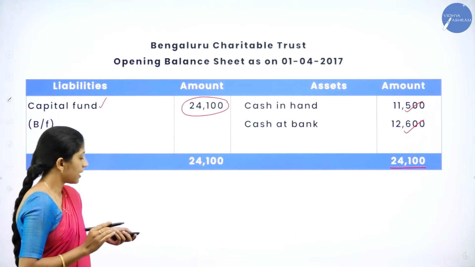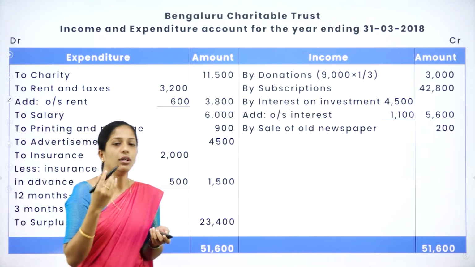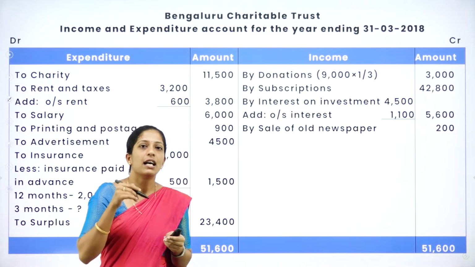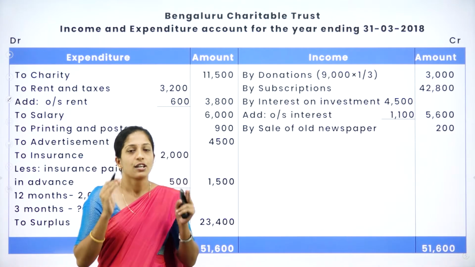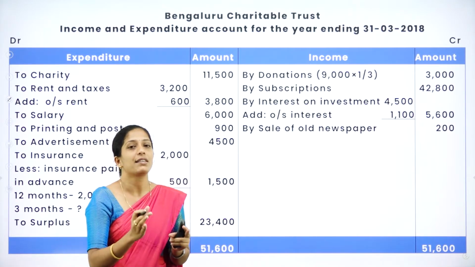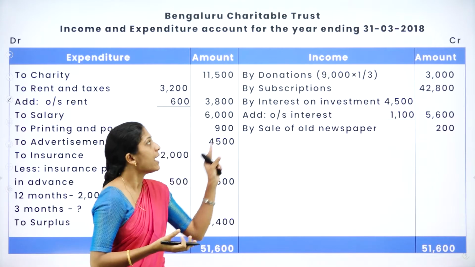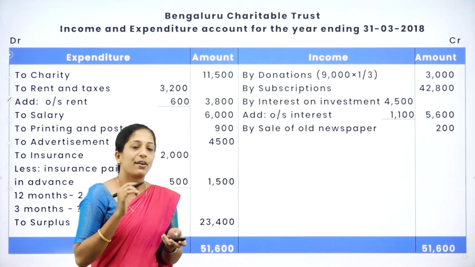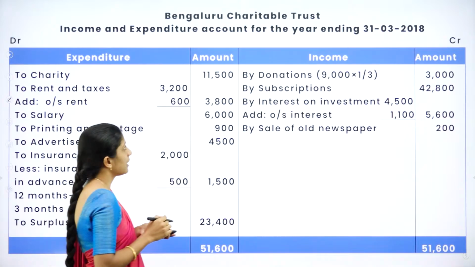Clear? Yes. Now we shall prepare income and expenditure account. So how to prepare income and expenditure account? You know the condition, only the current year's transactions you are going to take and only revenue items. So we have to see the receipt and payment account. Whatever items are there in the payment side have to be written in the expenditure side, and whatever amount is there in the receipt side has to be recorded in the income side of income and expenditure account, and we are going to record only revenue items. Now we shall see the receipts and payment account.